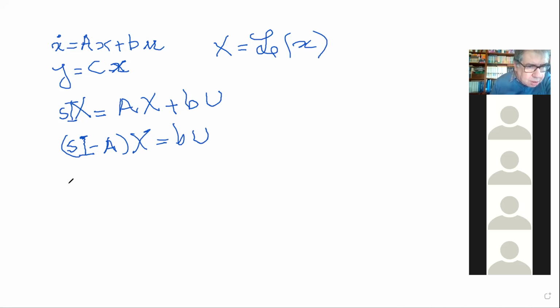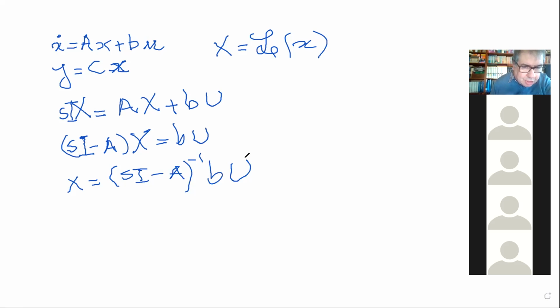And now X is what? BU divided by SI minus A. But this is a matrix, so you don't divide, you compute what? The inverse. You multiply by the inverse, you get the identity on the left, and on the right you get (SI minus A) inverse BU. What about the transfer function?